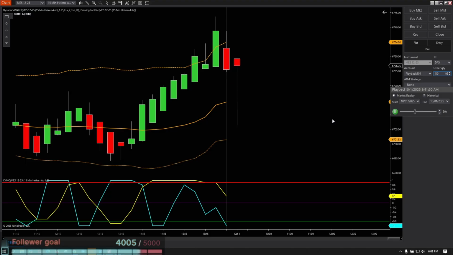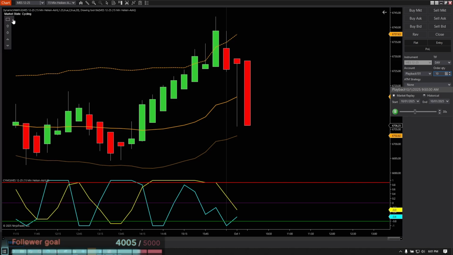Big down wick right there. Almost seemed like the market wanted to tank. The market is definitely cycling. Why do we know it's cycling? Because price is inside the VWAP, and it tells you up here, if I pull this down a little bit, right there, it tells you that the market is cycling, okay?